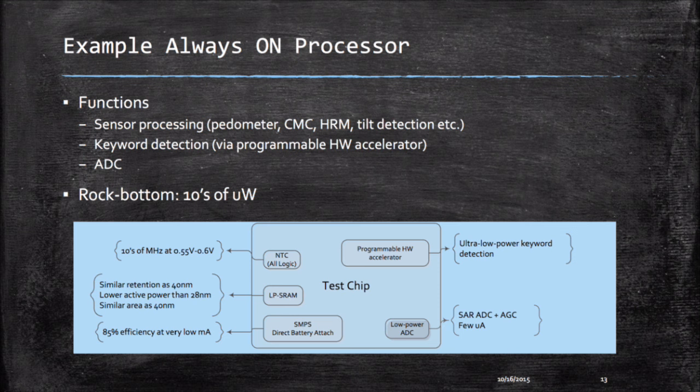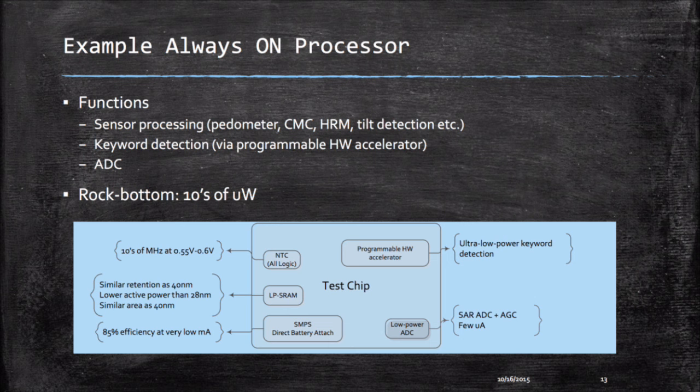As I mentioned, it can do sensor processing, the pedometer, which is one of the very popular use cases for wearables, and the CMC, which is a motion classifier, heart rate monitoring, and tilt detection. And it can also do always-on keyword detection. We can run all these things on this chip, okay?